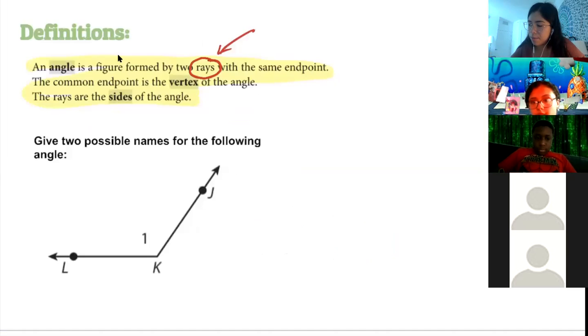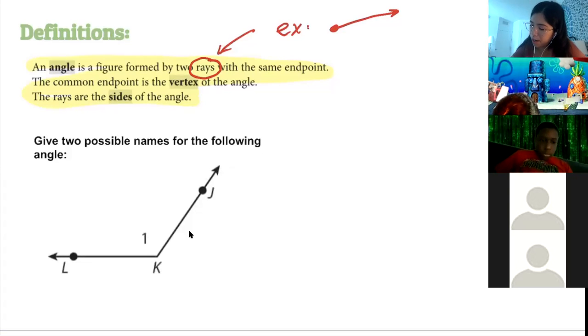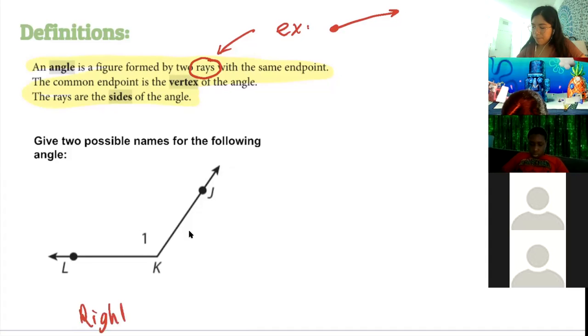So I'm going to draw an example of a ray right here. It's a ray. Okay, so an angle is formed when you have two rays that have the same endpoint. So they meet at the same point. That common endpoint is the vertex of the angle, and then the rays are the sides of the angle. So this example that I have below, which you can write on the right side of your notebook, I'll just write that down so you remember. We're going to label it, okay?